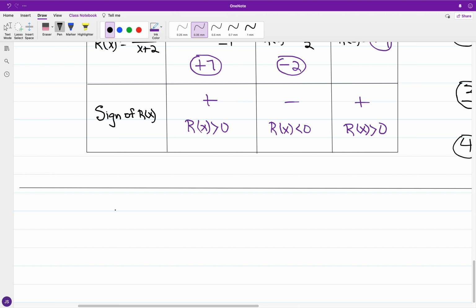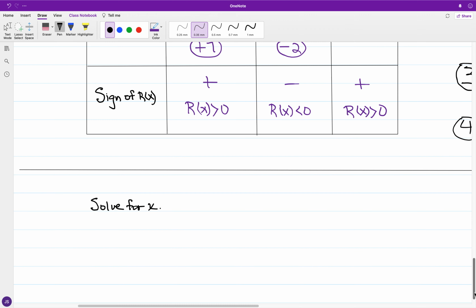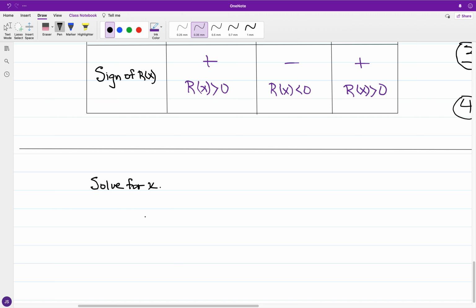If I have, let's say, a couple of rational expressions, and we'll say that we have 2 over x plus 2 is greater than or equal to 1 over x plus 4.